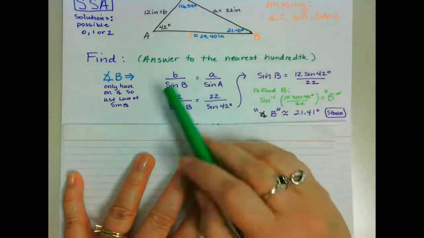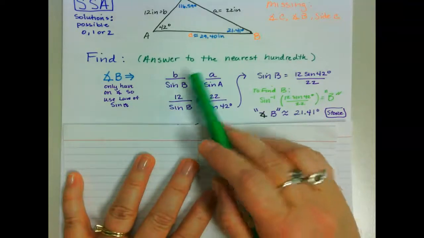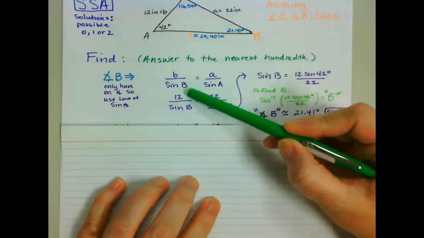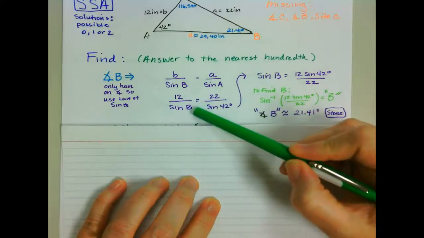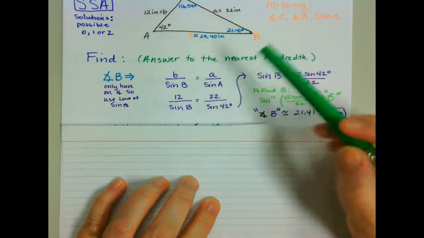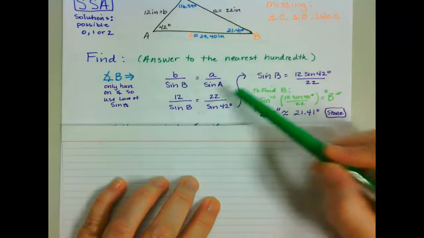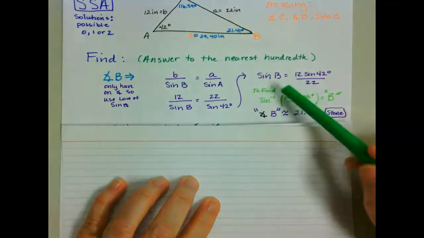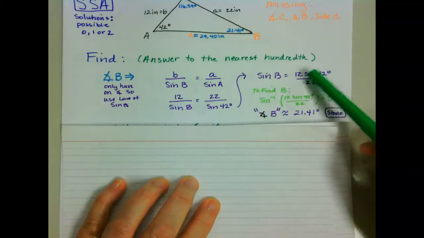So when I find angle B, this time I did it the other way so you could see it works both ways. I did little b over sine B equals little a over sine A, and solved my proportion. I was looking for sine B, so I multiplied these two together and divided by 22. We don't know what sine B is, that's the unknown. We do know the length of b, the length of a, and we can calculate sine of 42. So to isolate sine of B, I multiplied 12 by sine 42 over 22, and then I solved that.